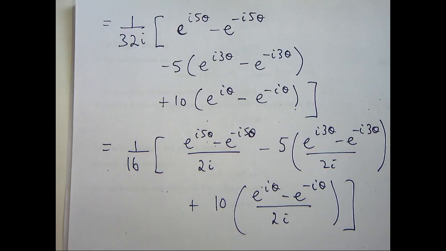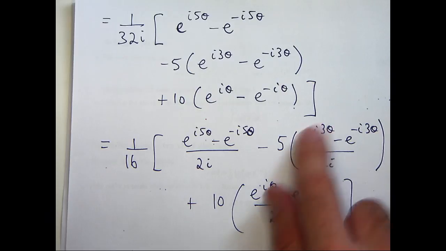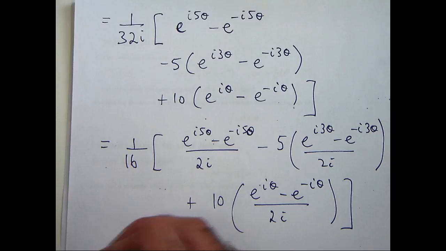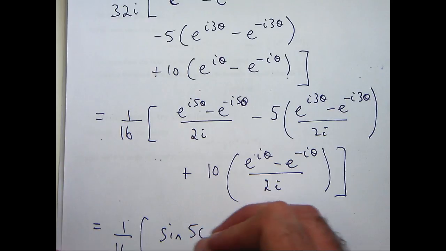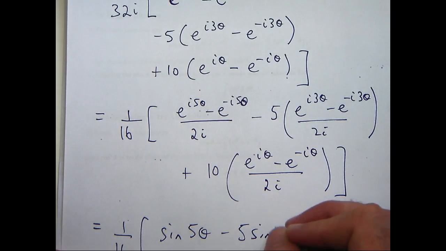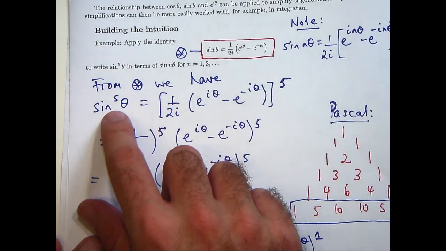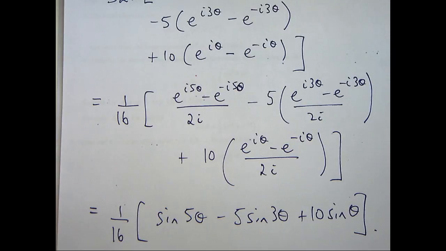Okay, so now, hopefully, you can recognize that this is just sine 5 theta, this is just sine 3 theta, and this is just sine theta. So I've actually got the simplification that I'm looking for. So what I've done there now is I've written sine theta to the power 5 in terms of sine theta, sine 3 theta, and sine 5 theta.